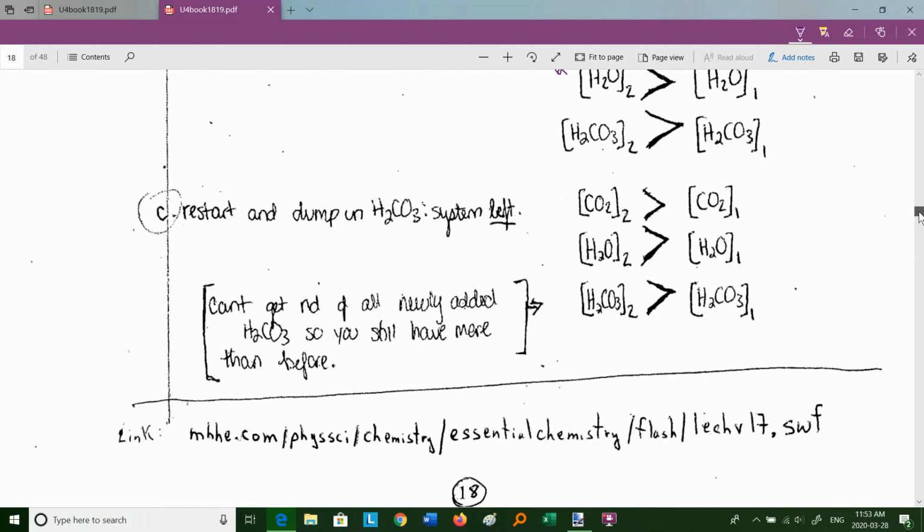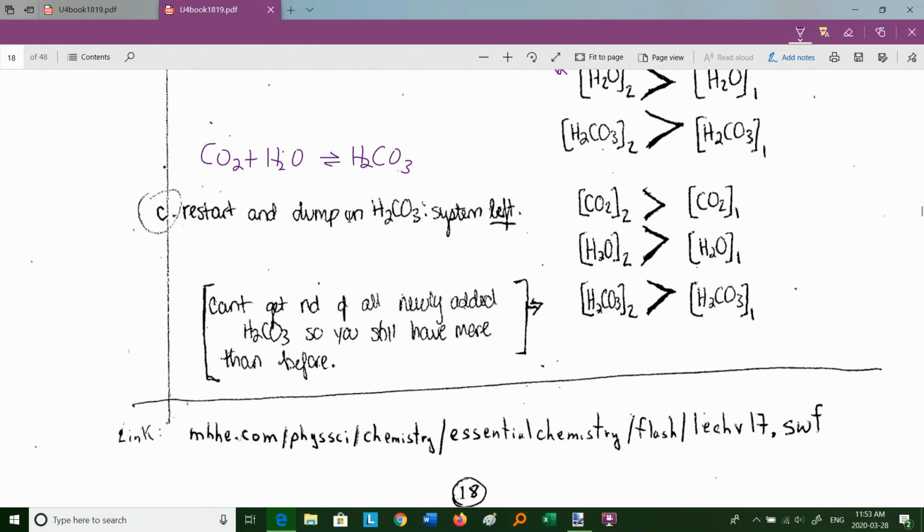Okay, now let's start again here in the third one. I'm going to rewrite the equilibrium. CO2 plus H2O goes to H2CO3. And here we're going to restart, let the first equilibrium be established, and then dump in some H2CO3. This will be the last of the possibilities because your bosses really want you to form more products most of the time. But we have to look at all the possibilities.